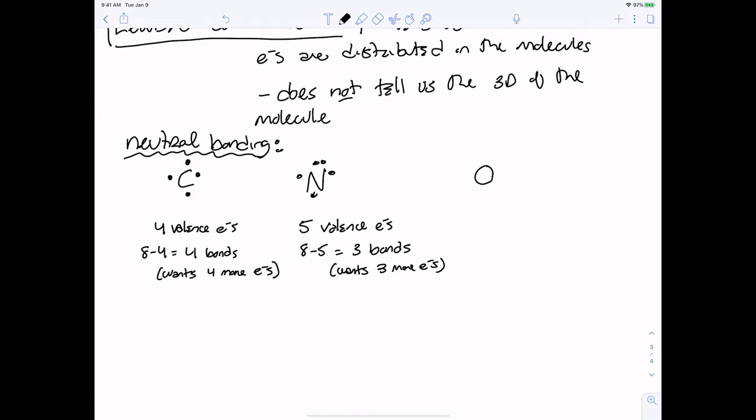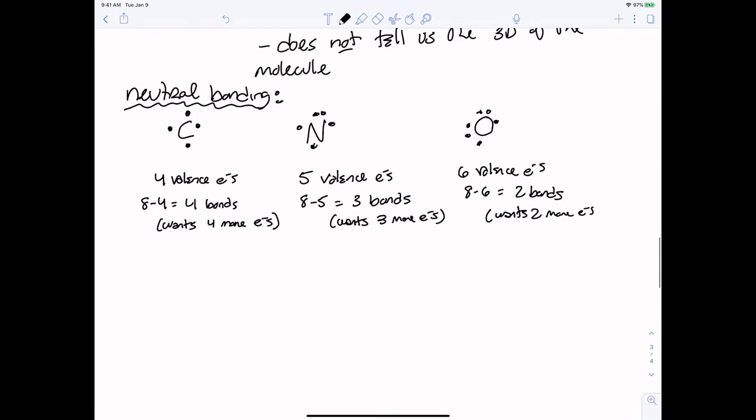Oxygen, and since I started, we'll continue doing this, but you don't really have to. The important part is that it has 6 valence electrons. Again, oxygen wants 8, so 8 minus 6, it typically forms 2 bonds, right? It wants to share 2 more electrons. And halogens, they have 7 valence electrons.